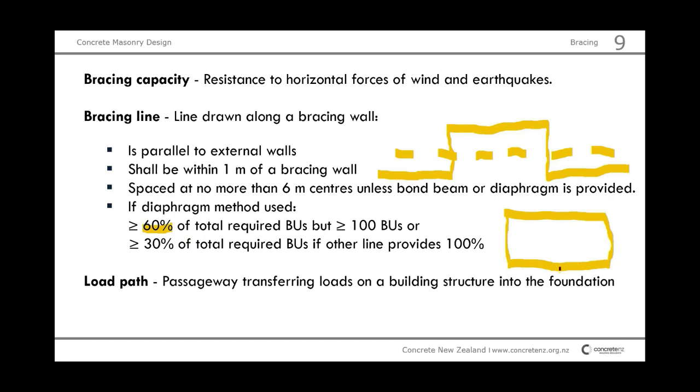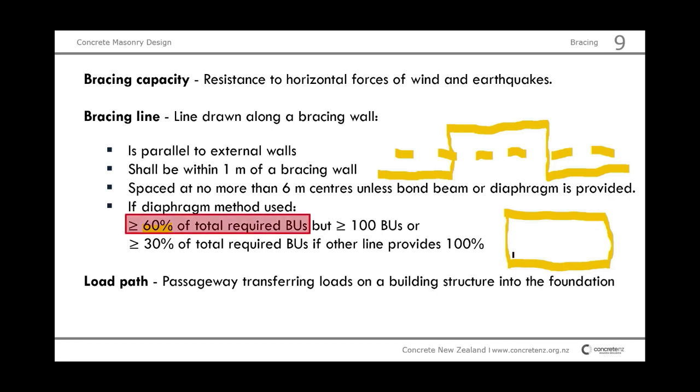There's one exception. If one wall, let's say this one, is already 100%, so this one provides already 3,000, and this provides 3,000 as well, then those could go with 30%. So those could go with 900 bracing units then. However, the general rule of thumb, always consider every bracing line has to provide at least 60% of the total if you use a diaphragm.